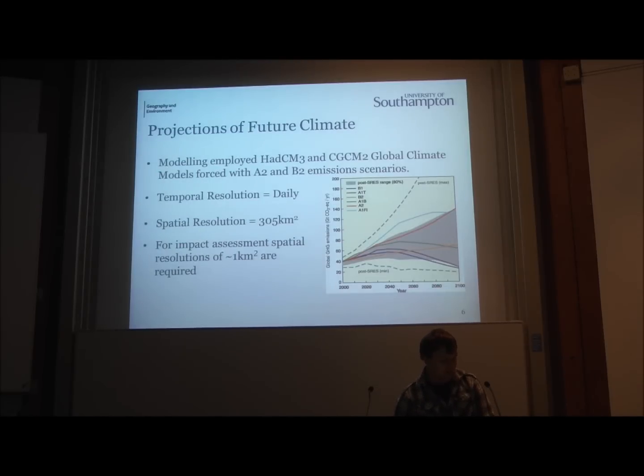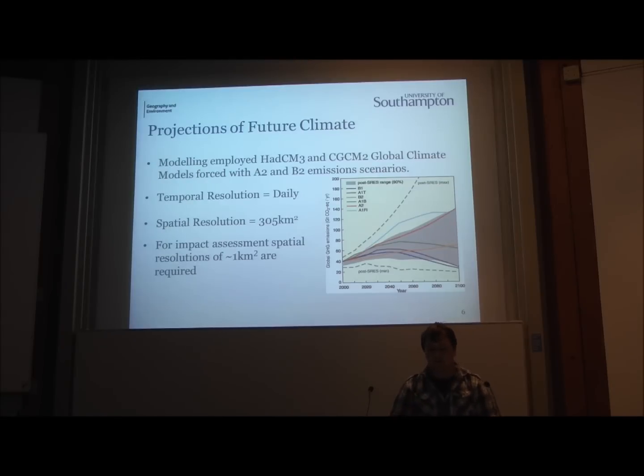Those are UK-wide projections. However, for my study, we need to drill down into what's actually going to happen on the Isle of Wight coast. So to get local scale projections of climate change, we've employed two global climate models: the HadCM3 and the Canadian Global Climate Model version 2. They've both been widely used in providing projections for UK climate.